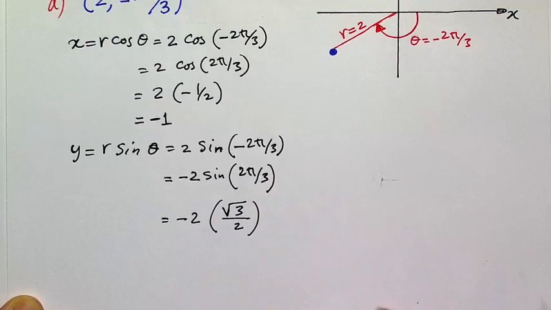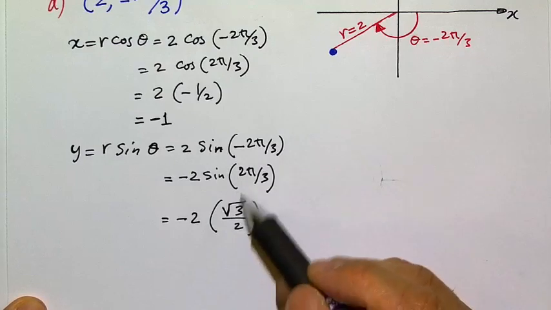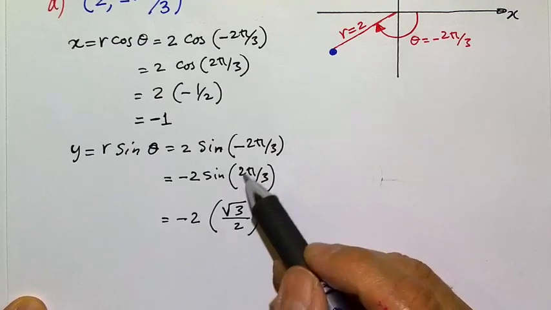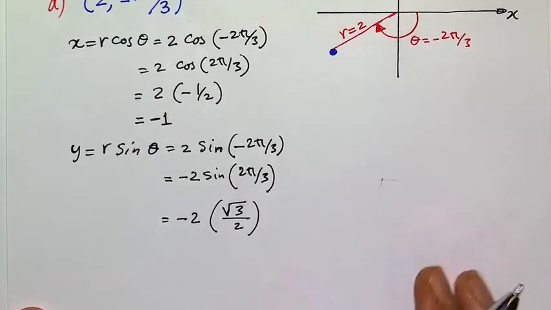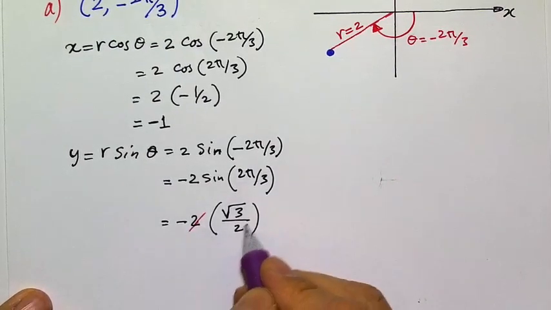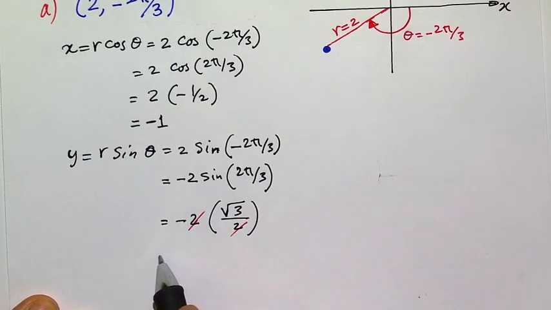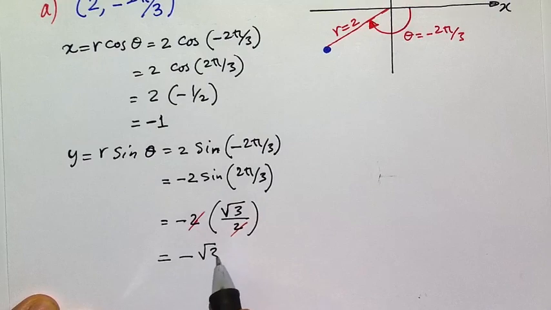Again, I remembered all this because I just taught a trig course. If you don't brush up on that, anyone, including myself, would forget. But fortunately, it's still fresh in my mind. So then we have minus 2, and the 2 cancel out. We end up with minus square root of 3.